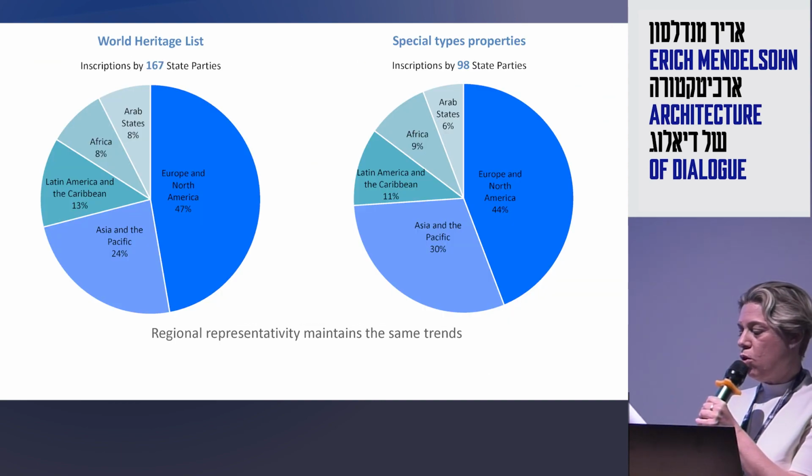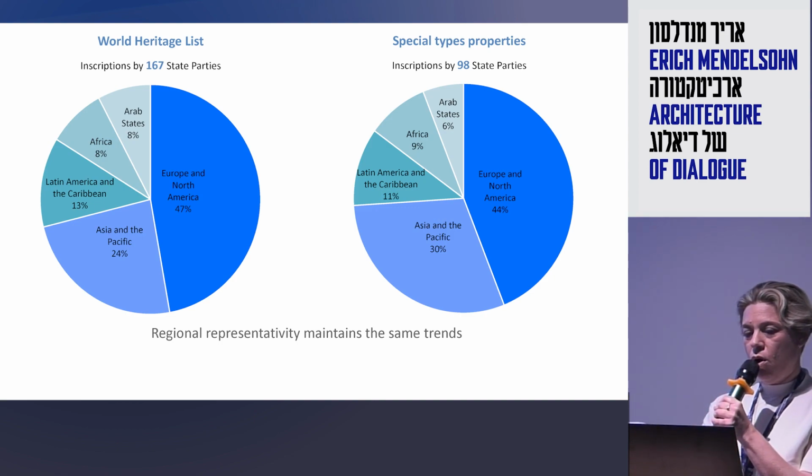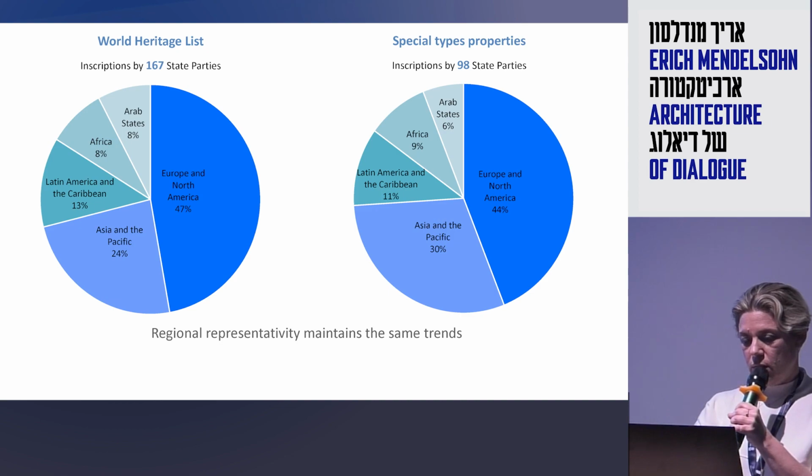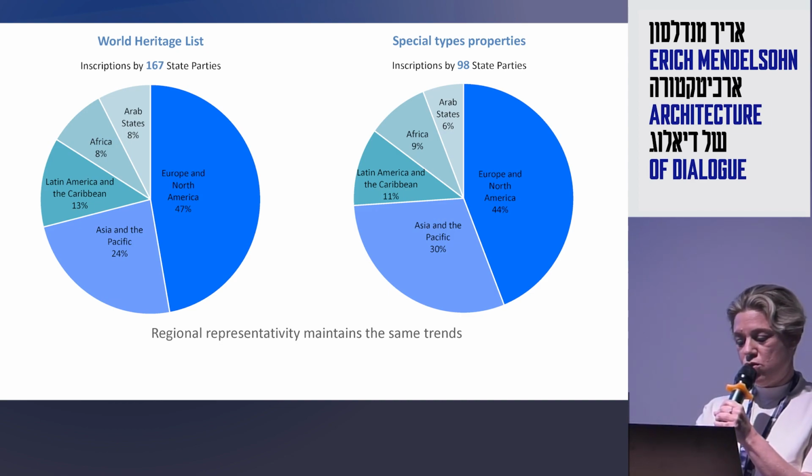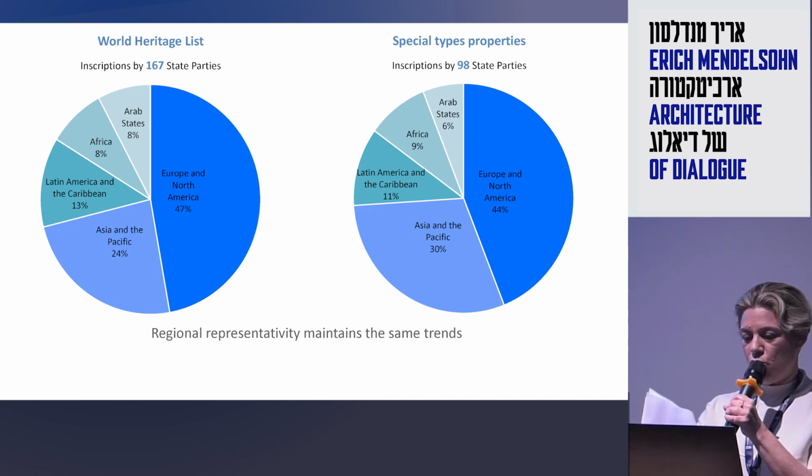Following two charts compare the different global region participation. Comparing the whole list on the left to the group of special type properties on the right shows significant similarities between the two. The charts demonstrate the similarity in the relative share of each region. This means that the same global regions and therefore similar state parties are behind the prosperity of special properties on the list, and regional representativity maintains the same trends.